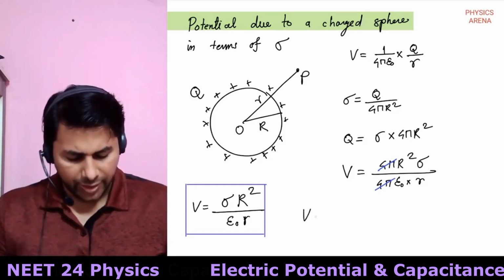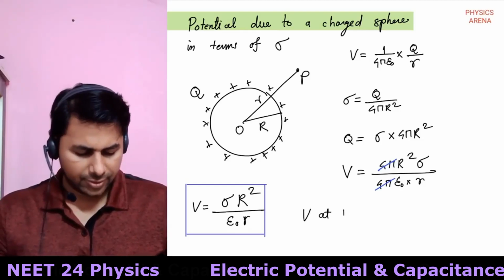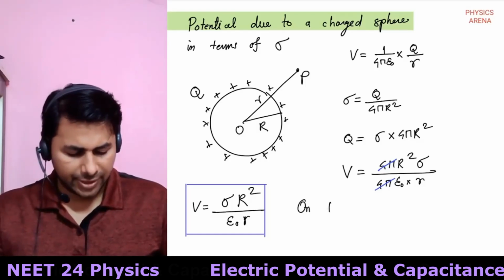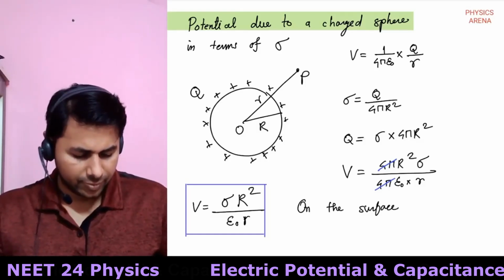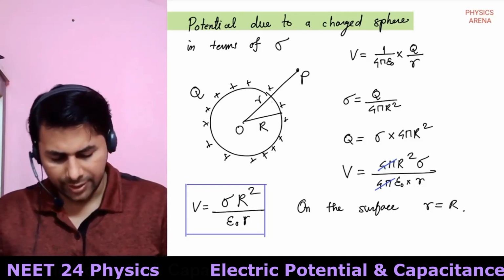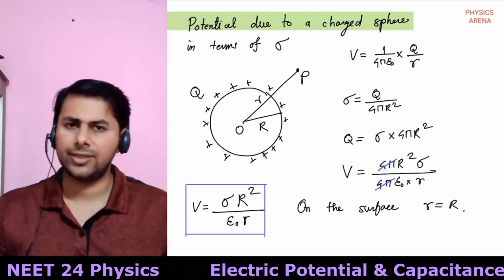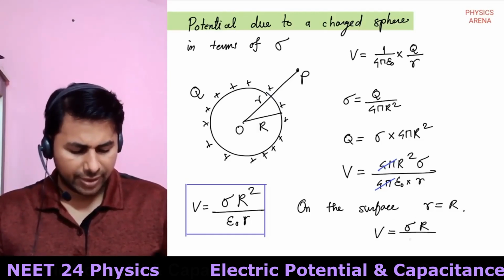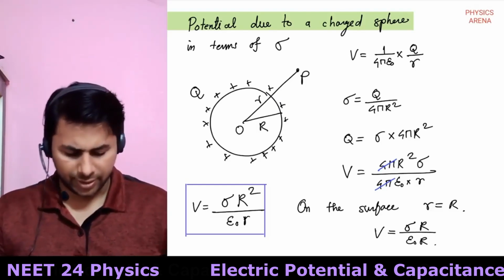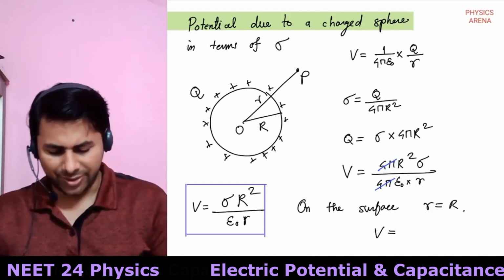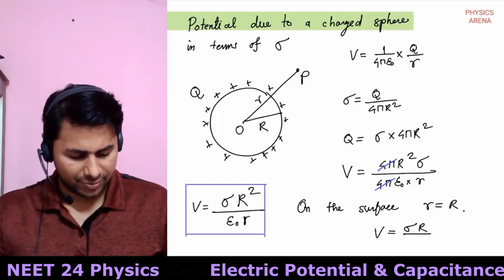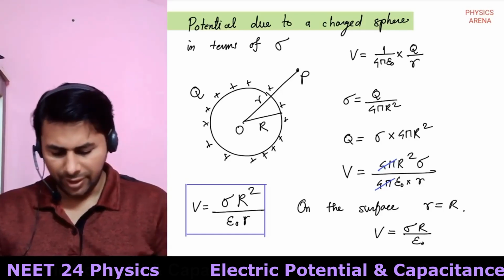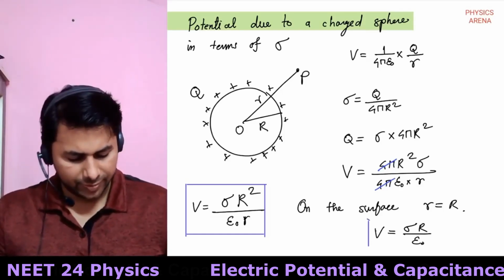And V at r, that means on the surface itself, small r will be equal to capital R. If I want to find the potential on the surface, small r is equal to capital R. So what do I get? V will be equal to sigma times R only upon epsilon naught. Is this clear? Please remember this formula.